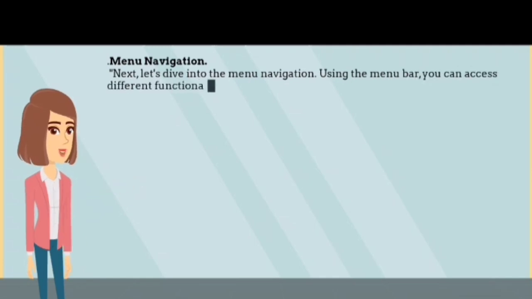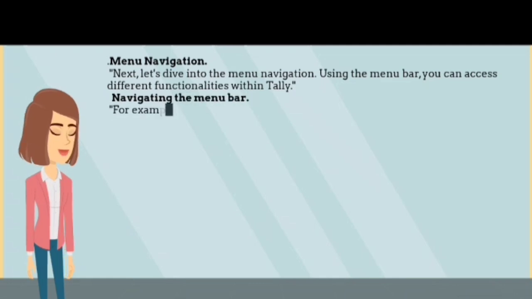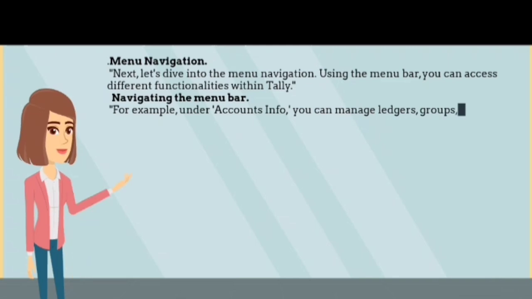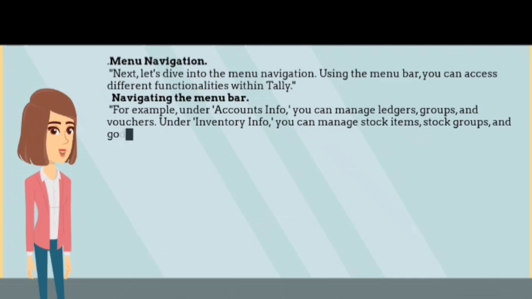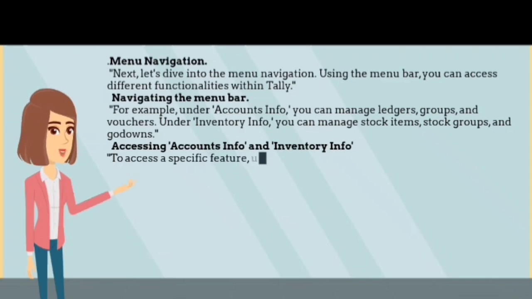Navigating the menu bar. For example, under Accounts Info, you can manage ledgers, groups, and vouchers. Under Inventory Info, you can manage stock items, stock groups, and go-downs. To access a specific feature, use the arrow keys to navigate the menu and press Enter to select. Press Escape to go back to the previous screen.